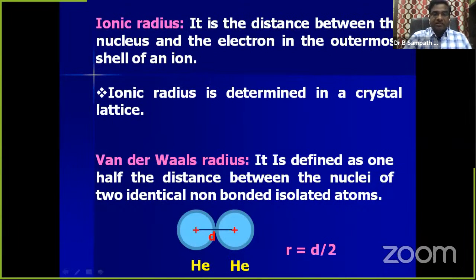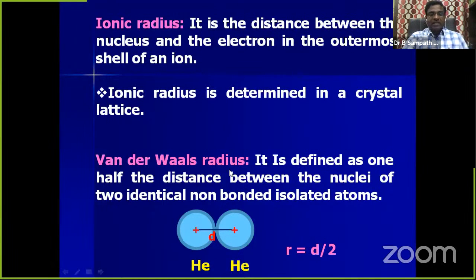Next, children, ionic radius. The ionic radius is the distance between the nucleus and the electron in the outermost shell of an ion. Ionic radius is determined in a crystal lattice. So this is the same as atomic radius, children. The distance between the center of the nucleus and the outermost shell of an ion.